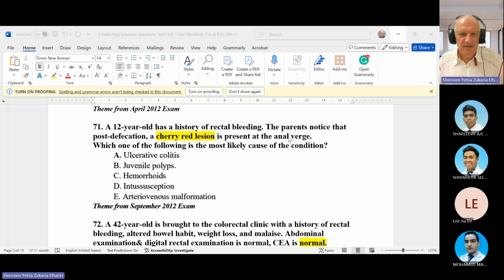Of course, not hemorrhoid, not intussusception, not polyps. It is an AV malformation, so it is juvenile polyp. Of course, ulcerative colitis is not presented by a cherry lesion.